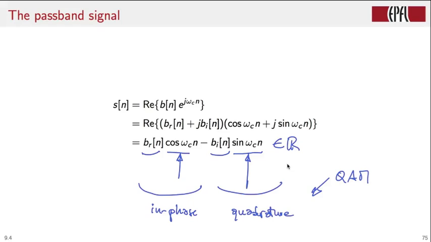and our next step will be to show that if we receive this at the receiver, we will be able to recover B[n], the complex baseband signal. But before we do that, let's look at the modulation process in the frequency domain, because the intuition will help us understand why we can recover the baseband signal exactly at the receiver.